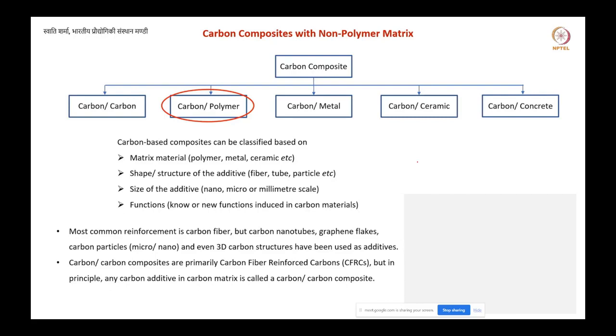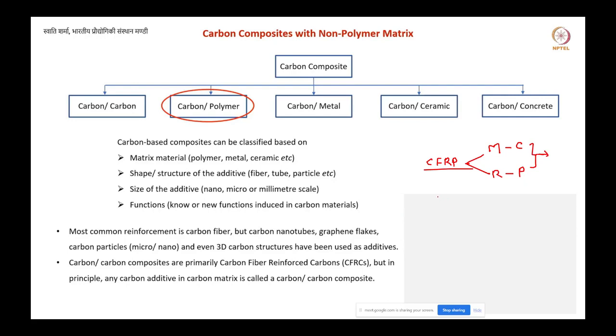Today we'll be mainly seeing carbon composites again, but with a non-polymer matrix. Earlier in the class, what we have seen is the carbon fiber reinforced polymer. There were two things, the matrix and the reinforcement. In the matrix part we were taking the carbon material, and in the reinforcement part we were taking some polymer or plastic material. These were our composites till the last lecture.